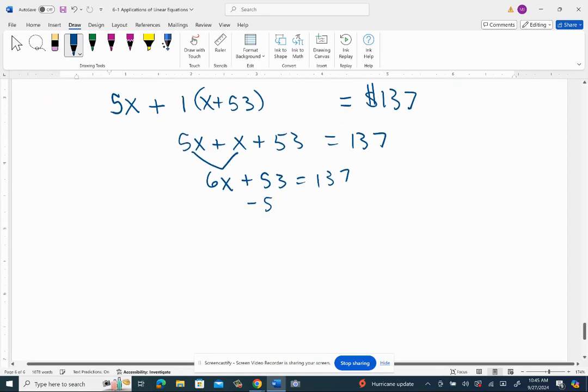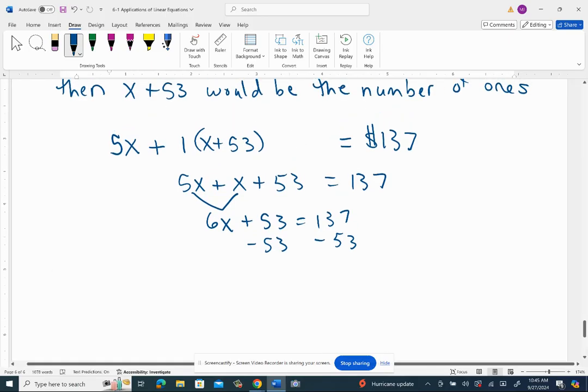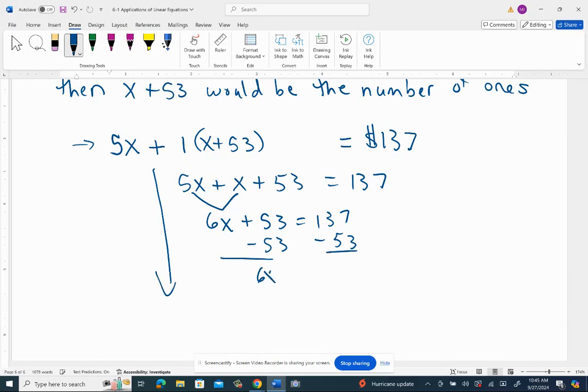So I could take away the 53, and see, I'm not thinking about the context anymore. Okay, once I've assigned and represented the quantities with x and x plus 53 and written this equation right here, then I can let the context leave my mind and just do that algebraic process real quick to get to the end of this. And so 6x winds up being 137 minus 53, which is 84. And when I divide both sides by 6, I wind up with x equaling 14.